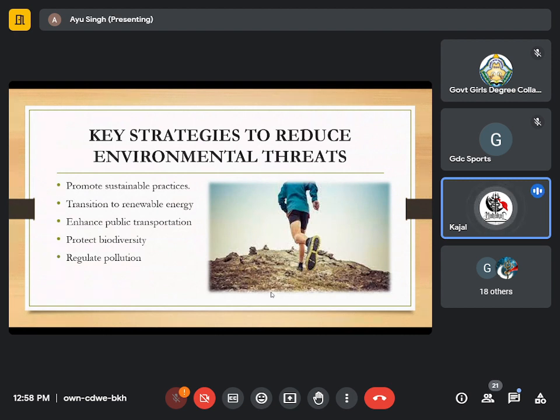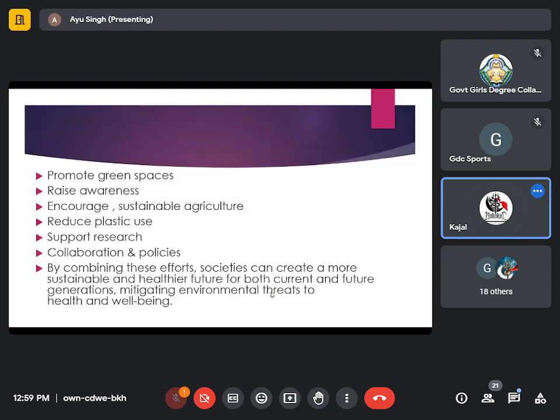The key strategies to reduce environmental threats: promote sustainable practices, transition to renewable energy, enhance public transportation, protect biodiversity, regulate pollution, promote green spaces, raise awareness, encourage sustainable agriculture, reduce plastic use, support research, collaboration, and policies. By combining these efforts, societies can create a more sustainable and healthier future for both current and future generations, mitigating environmental threats to health and well being.